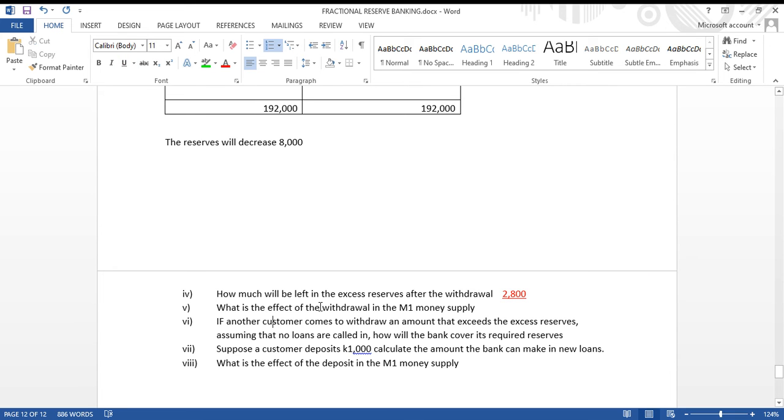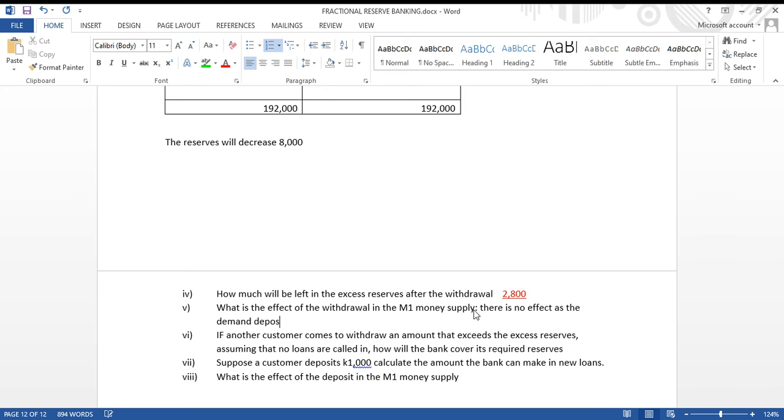What is the effect of the withdrawal on the M1 money supply? There is no effect, as the demand deposits are part of M1. So there is no effect on the money supply.